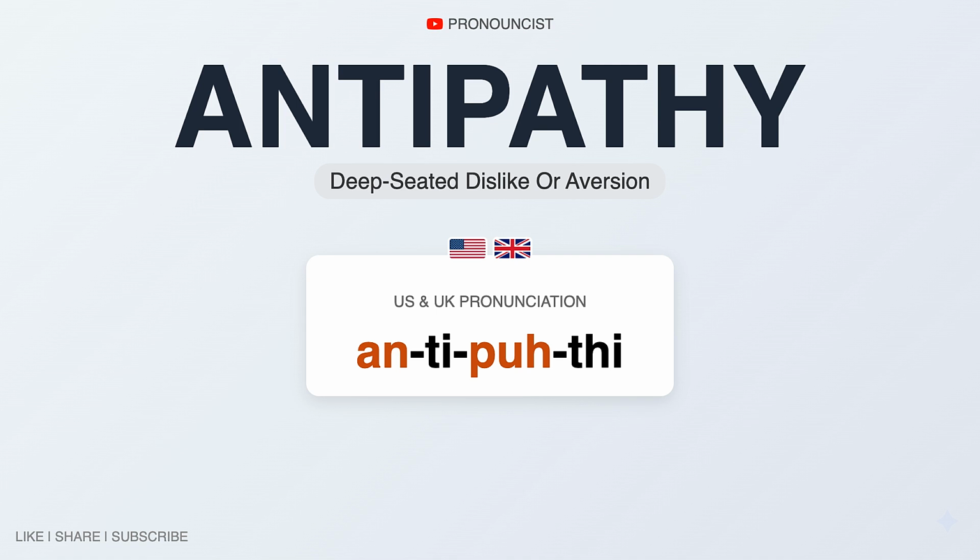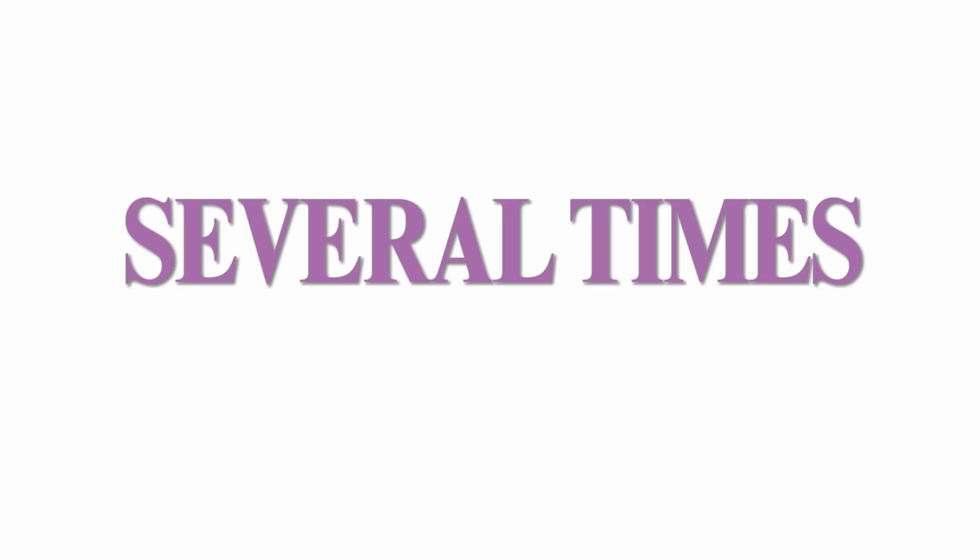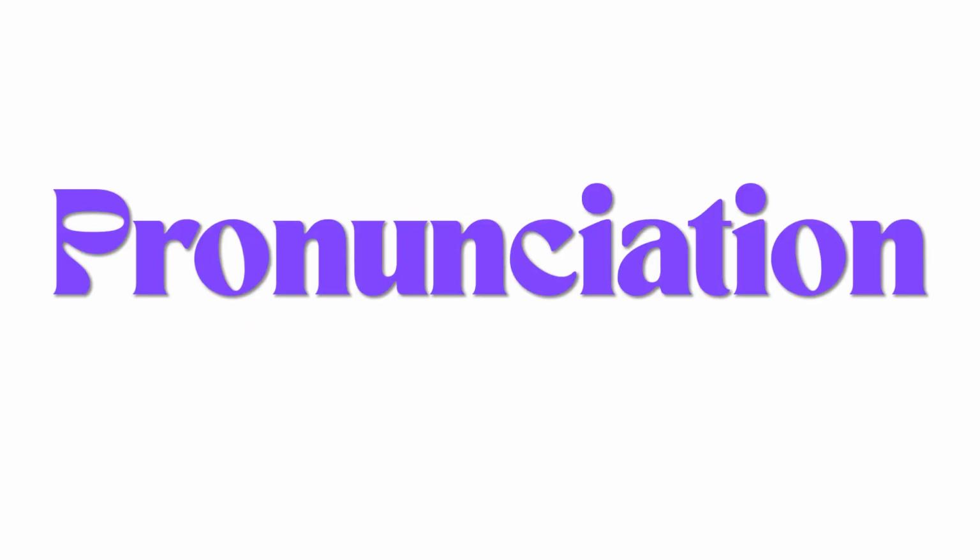The best way to practice is to repeat the syllable multiple times. The meaning of the word is deep-seated dislike or aversion. Try repeating this word several times to improve your pronunciation.